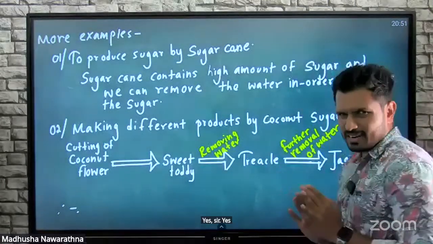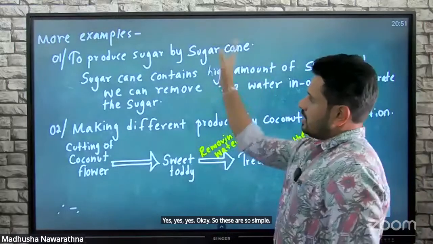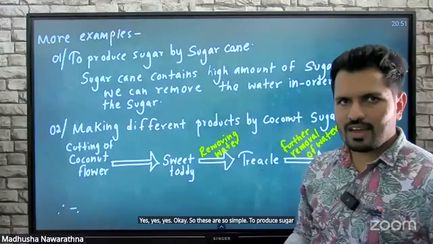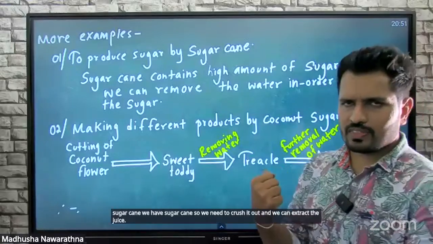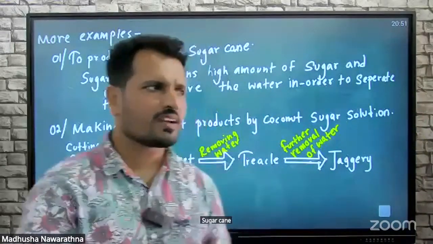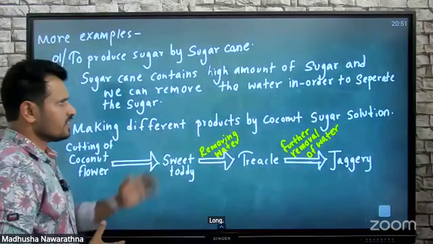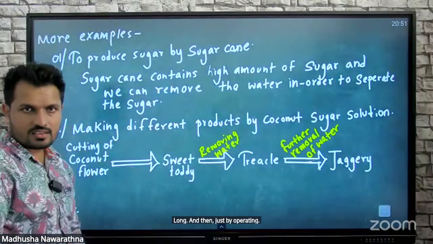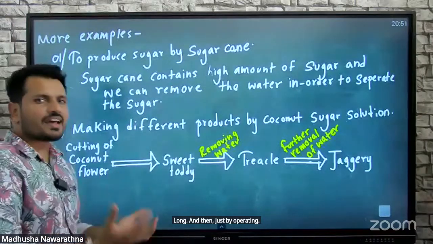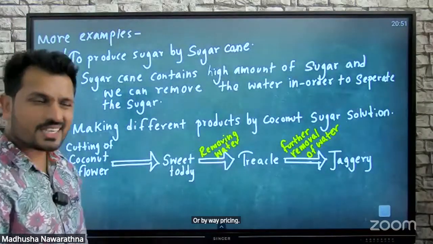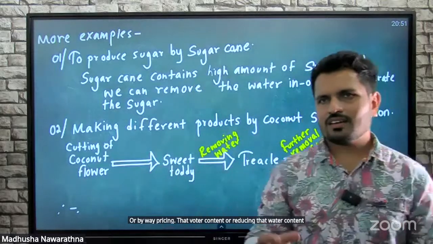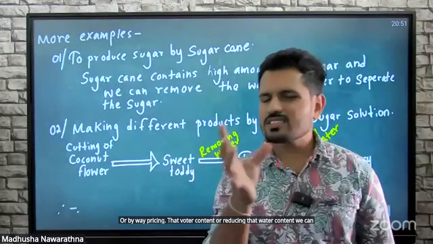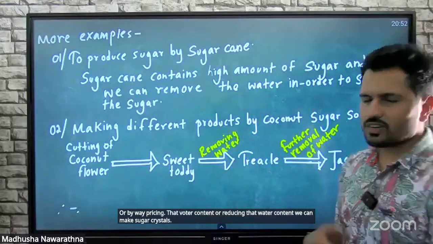So these are so simple. To produce sugar, now you know sugar cane. We have sugar cane, so we need to crush it and we can extract the juice. Sugar cane juice we can crush and take out. And then just by evaporating that water content, or reducing that water content, we can make sugar crystals. Okay, that's the normal procedure.